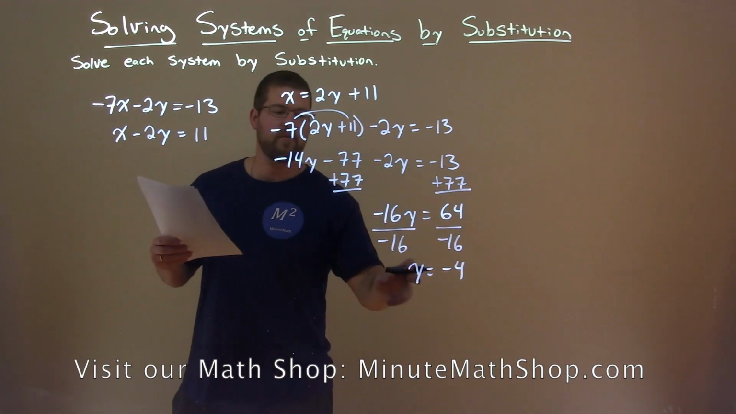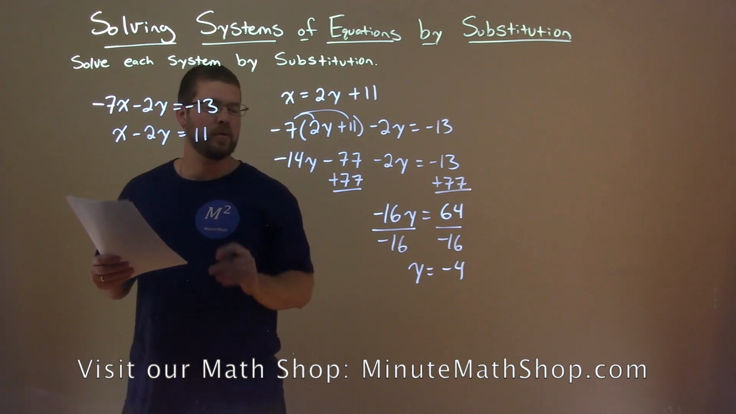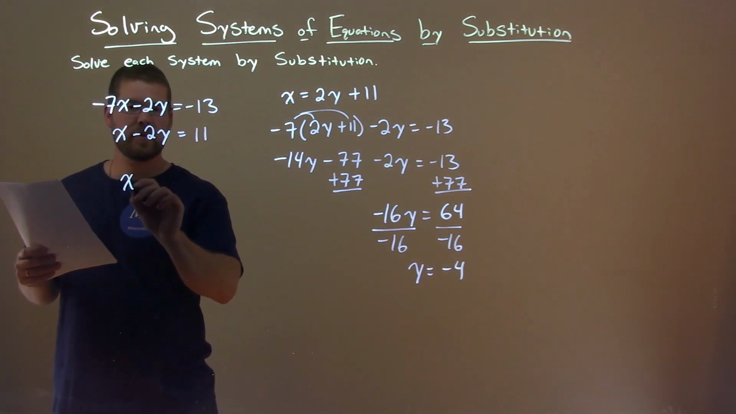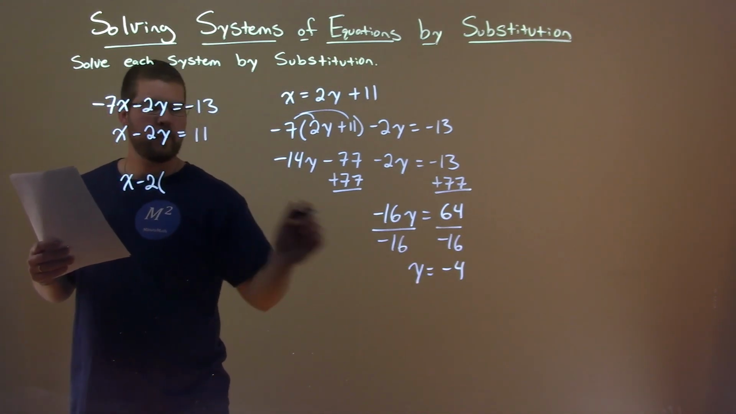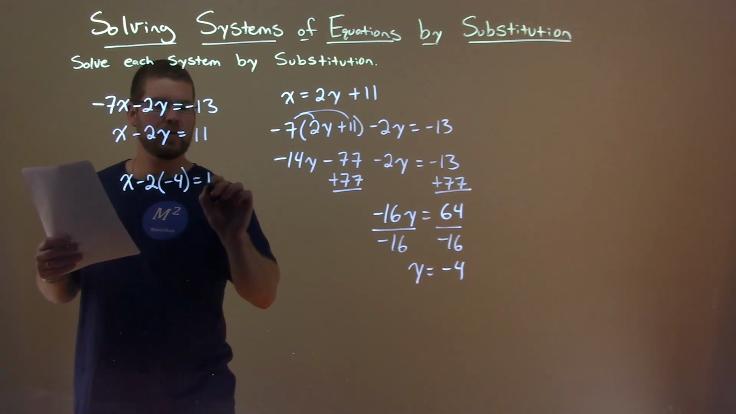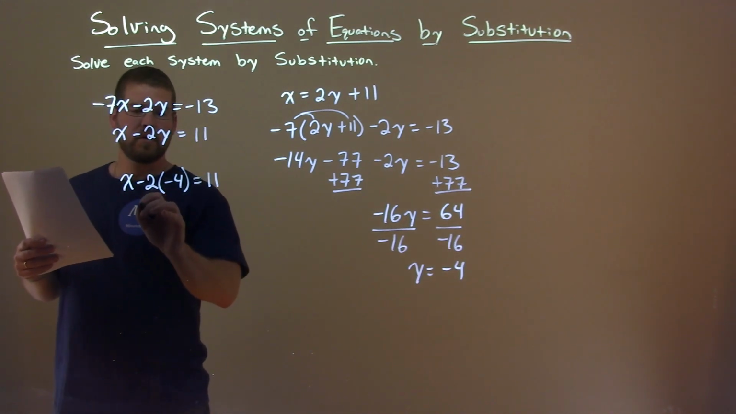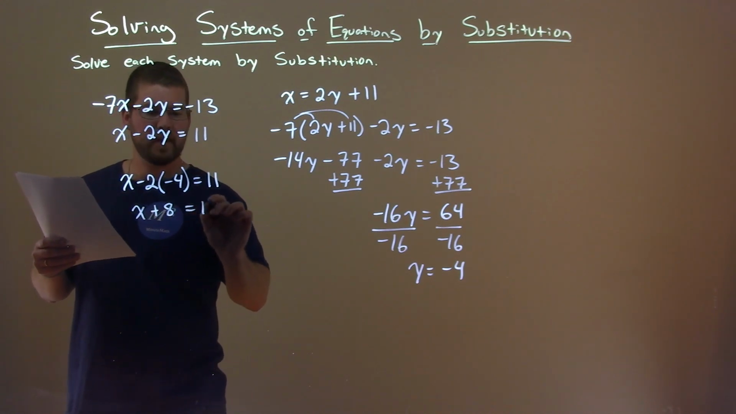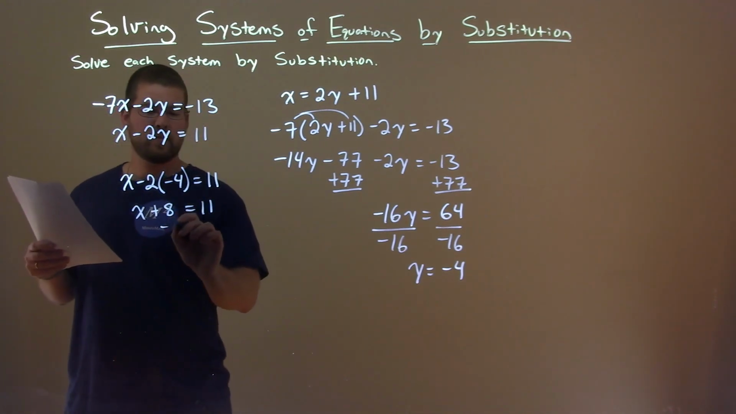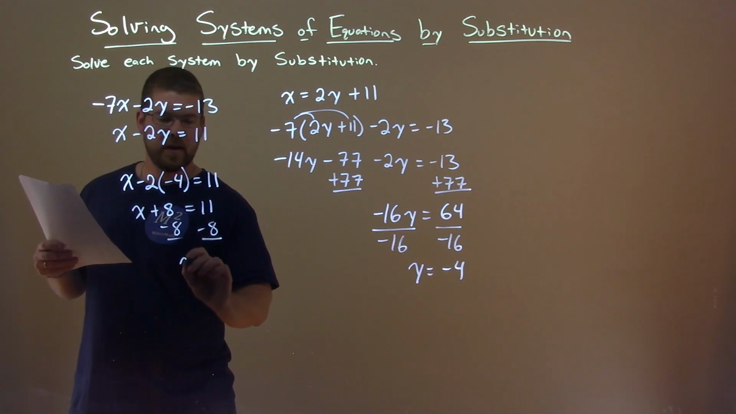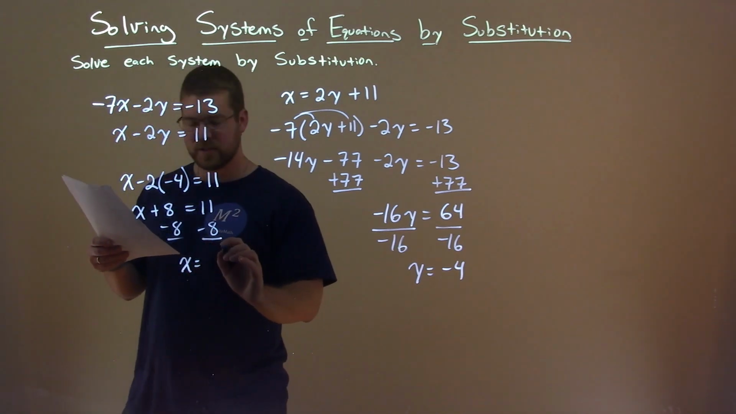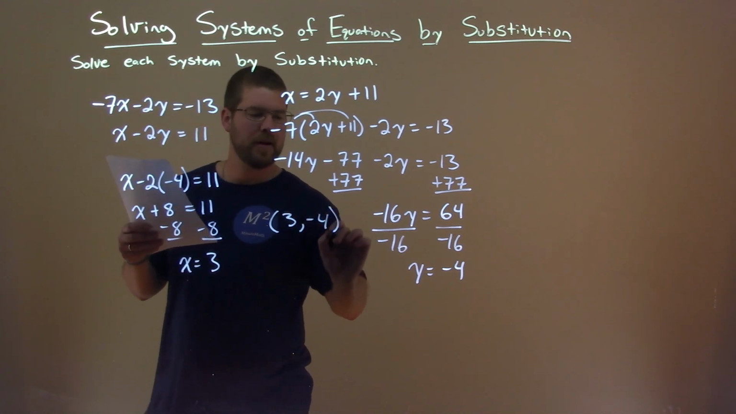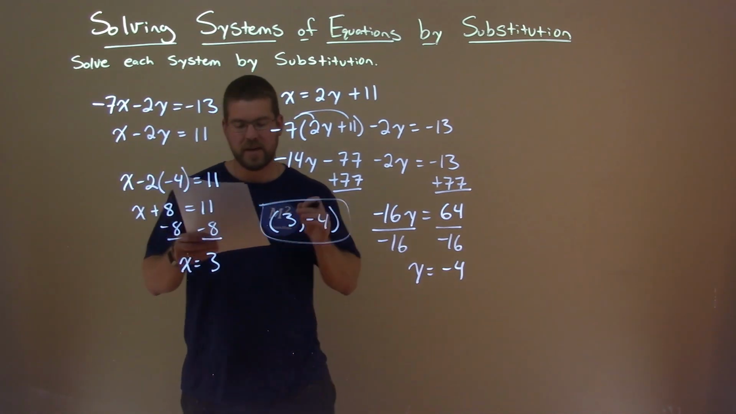We then have to take that information and plug it into one of our first two equations to solve for x. I think the second equation is easier. x minus 2, negative 4 in for y, equals 11. Well, x minus 2 times the minus 4 is a positive 8, equals 11 here. And then subtract 8 from both sides. And x equals 11 minus 8, which is 3. So our coordinate point here is 3 comma negative 4, and that is our final answer.